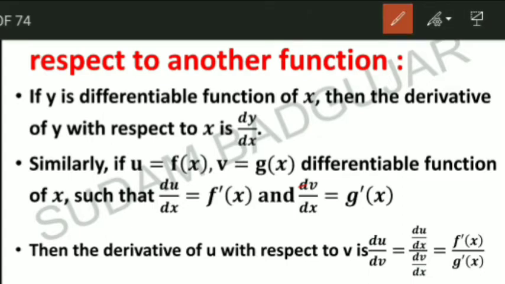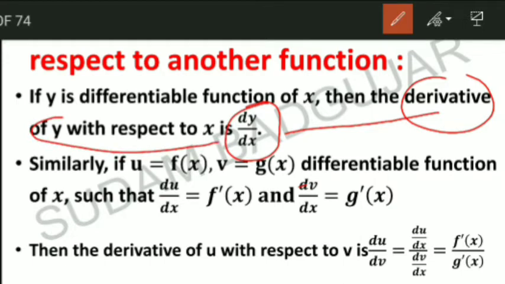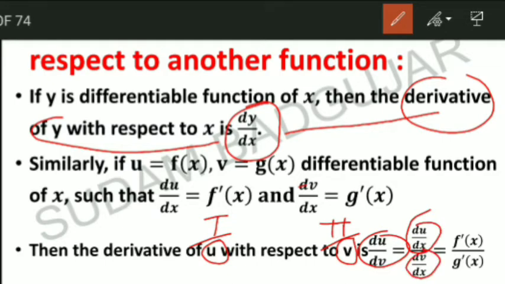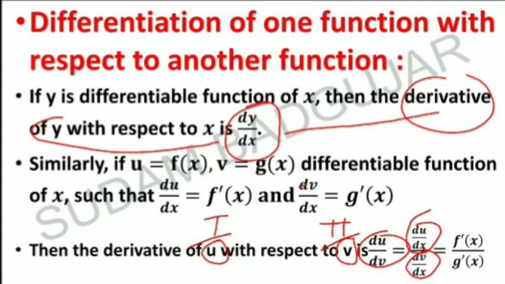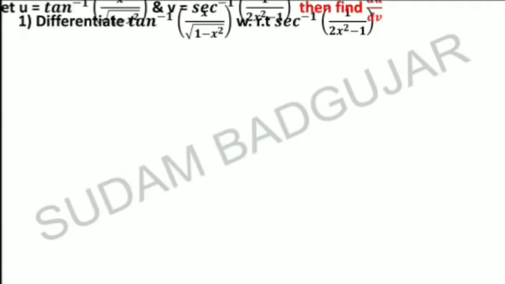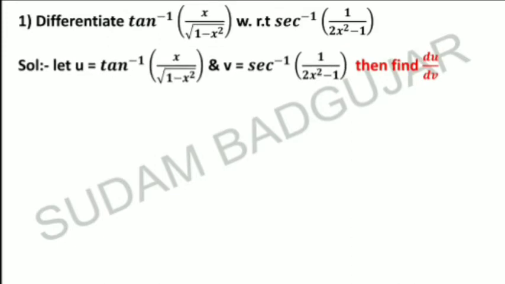Now see here, what is the meaning of dy by dx? Dy by dx is nothing but the derivative of y with respect to x. Similarly, du by dx is nothing but the derivative of u with respect to x. Means the derivative of one function with respect to another function, that is the second function, is nothing but du by dx divided by dv by dx. That's it. Now here we have to find the derivative of one function with respect to another function.